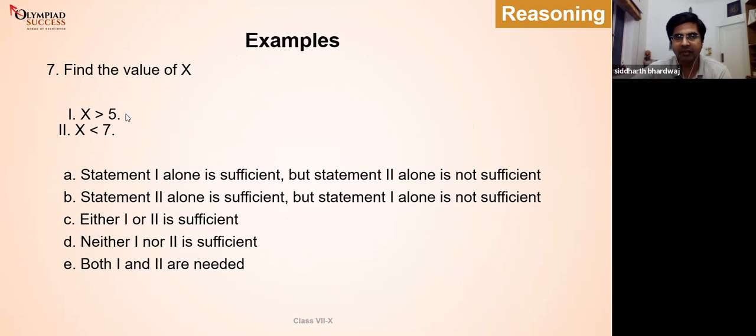So x is greater than 5 and x is less than 5. So there is some number called x. Now it is given here that x is greater than 5, and you have to consider these two as true.